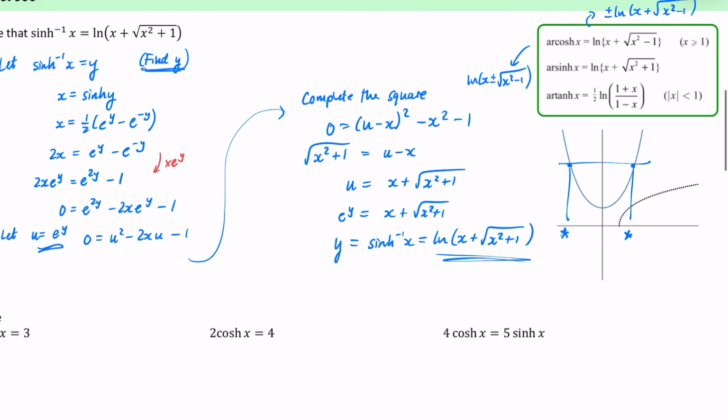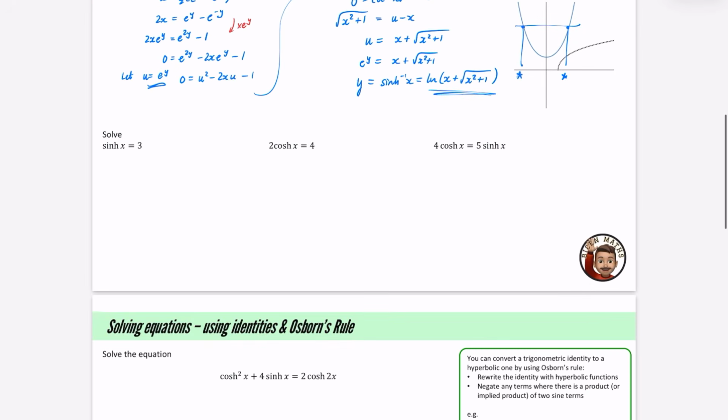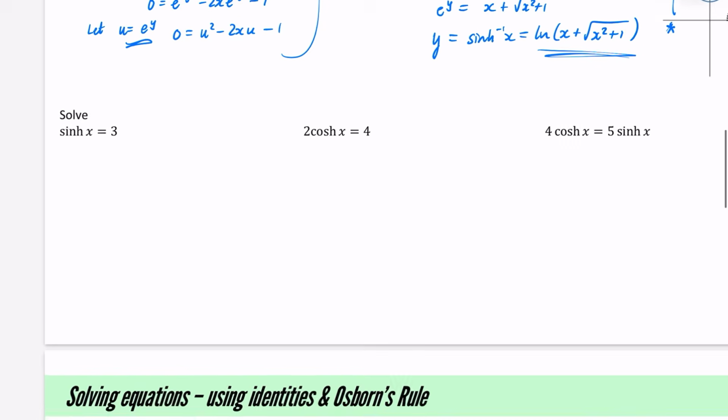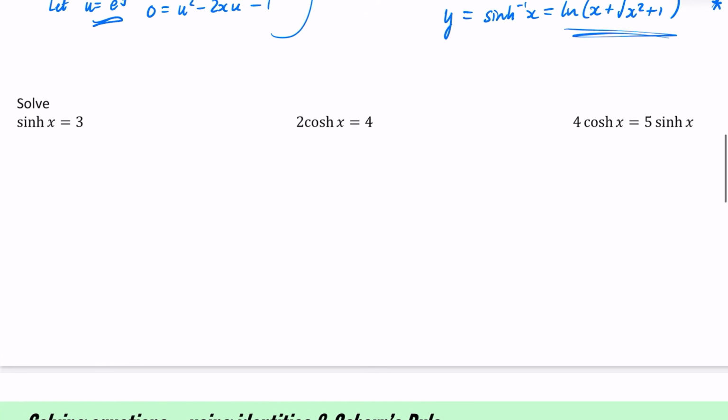And actually that's why for this one we are allowed the plus and minus, because there's no restriction on this part necessarily becoming negative inside that bracket. So I'm going to use this idea of these inverses up here to solve some very simple equations, and then in the next part we will do some more complicated ones.